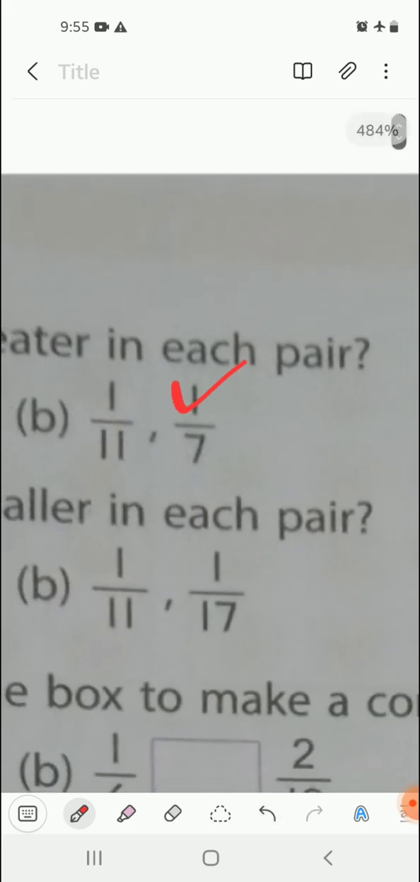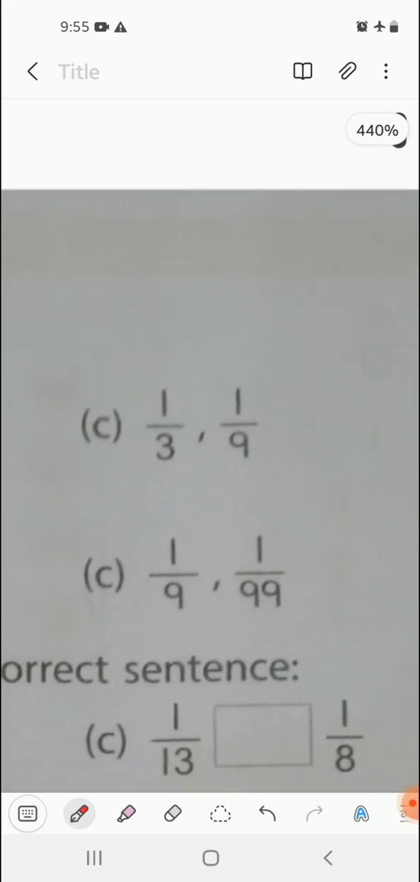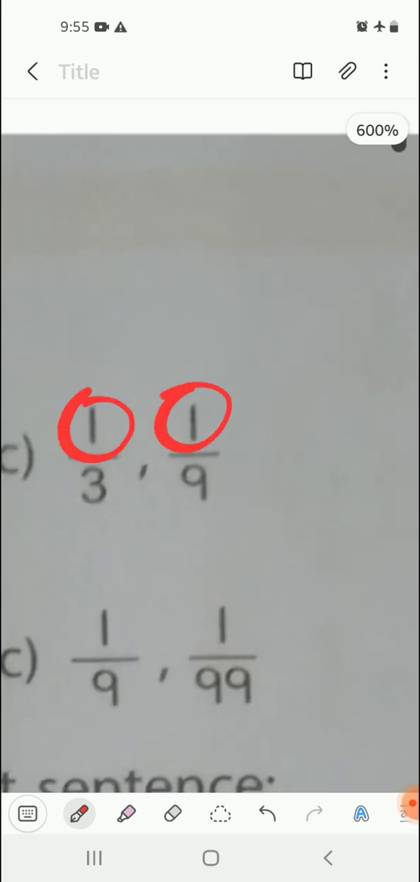Moving on, 1 by 3 and 1 by 9. The numerators are again the same and the denominators are different, so we will follow the same step. 1 by 3 is greater than 1 by 9 because 3 is smaller than 9. So, a smaller denominator means a greater fraction. So, 1 by 3 is greater.